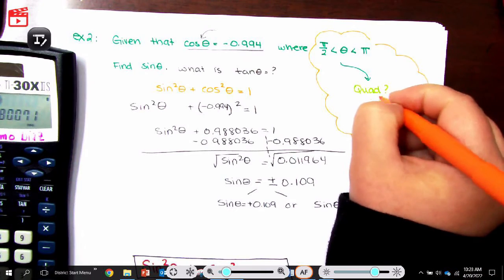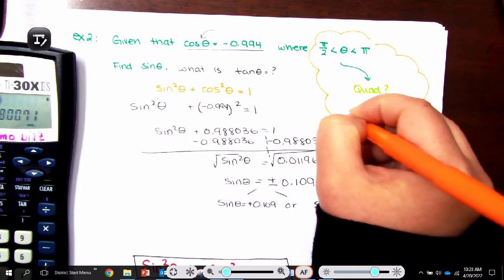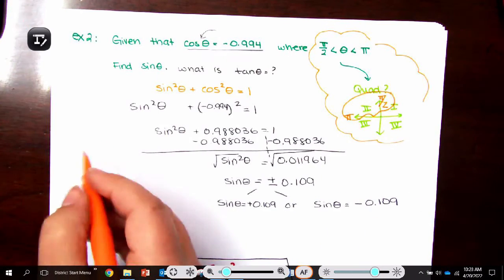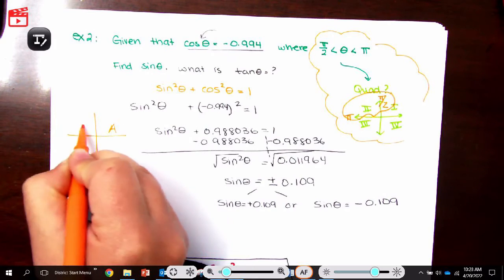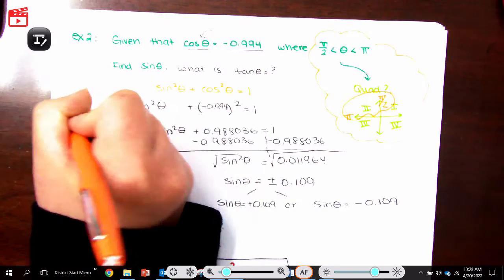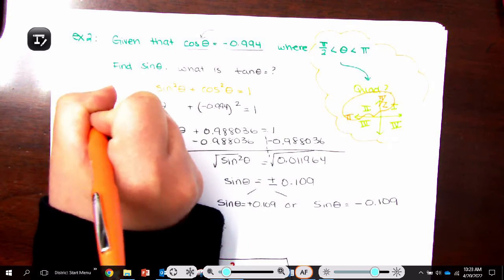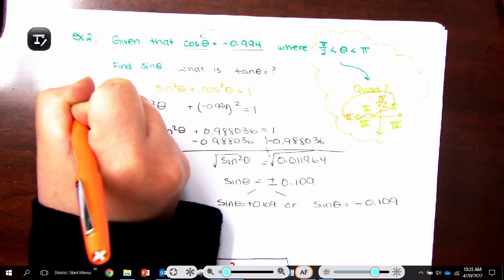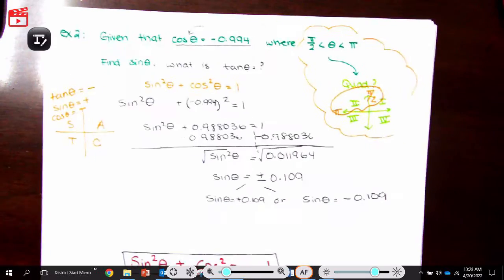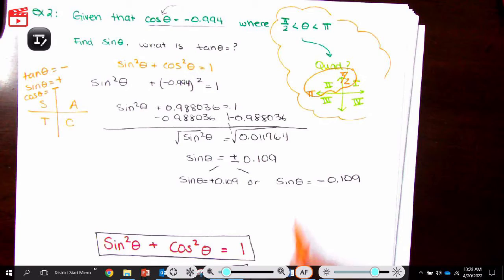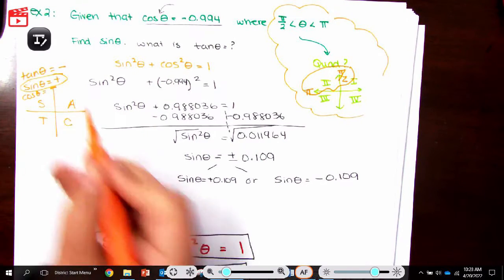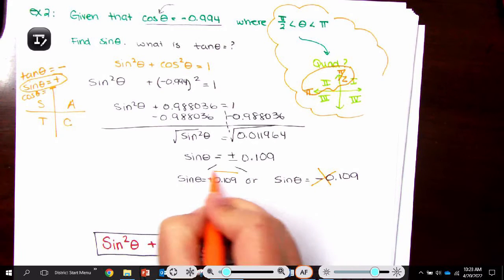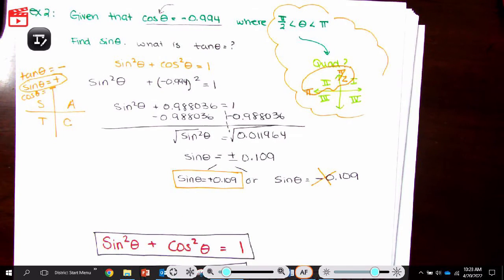If we are between pi halves and pi, that means we are in quadrant 2. Let's think about quadrant 2: all students take calculus. So sine of theta is positive, cosine of theta is negative, and tangent of theta is also negative. Because sine of theta is positive in quadrant 2, we are not working with the negative, we are working with the positive version.